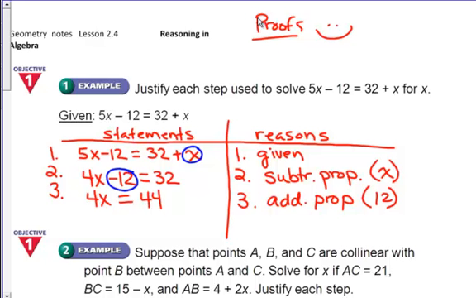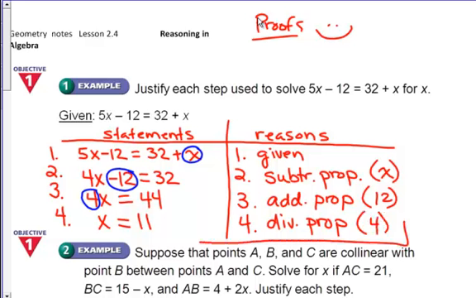Okay, the last step I have to do is get rid of this 4. I have to get rid of this 4 right here in front of the x, and it's being multiplied. So to get rid of this 4, I have to divide it out. So if I divide this, I get x, and 44 divided by 4 is 11. So I'm using the division property of equality, and I'm dividing by 4. I'm done with my proof. I box it in to say I'm finished, and that's how you justify your steps. You're not only just solving the algebra problem, but you're giving a reason why you can do all your steps.